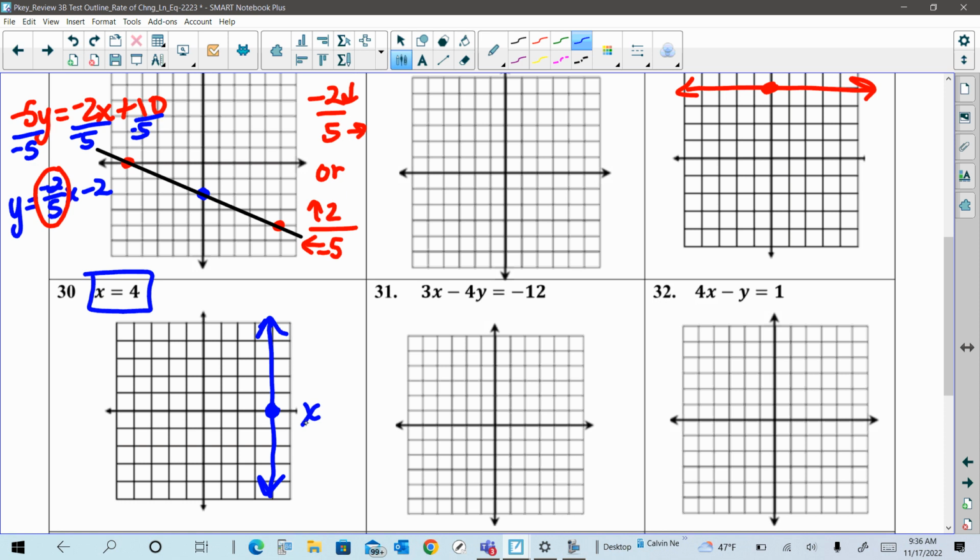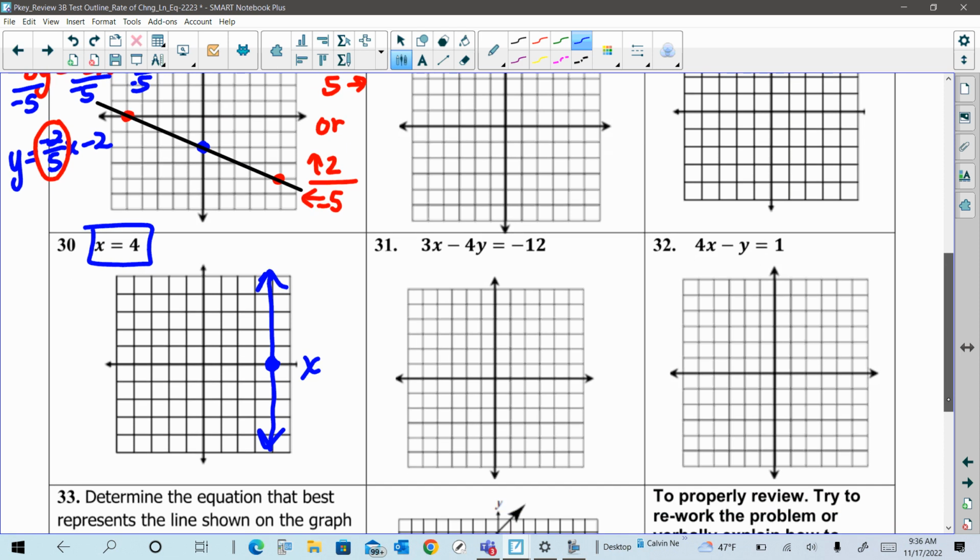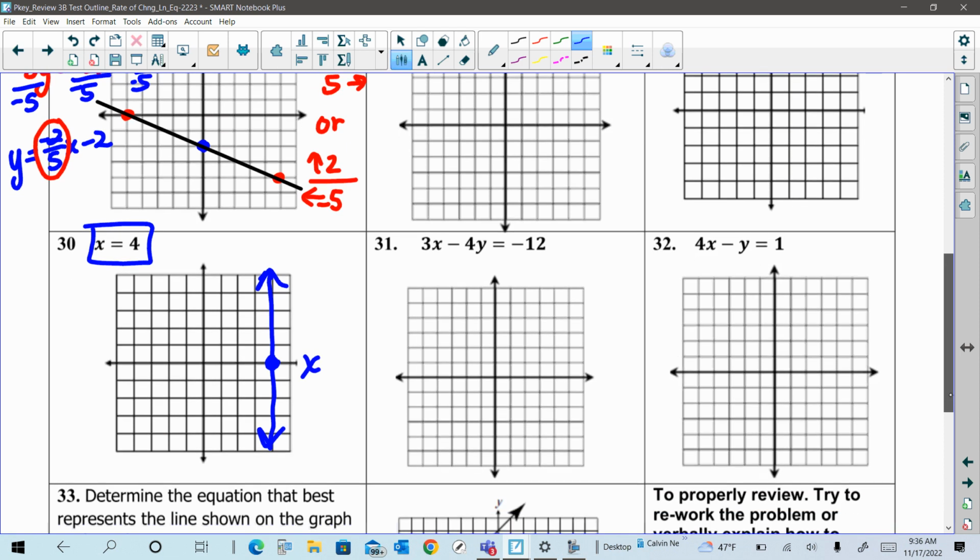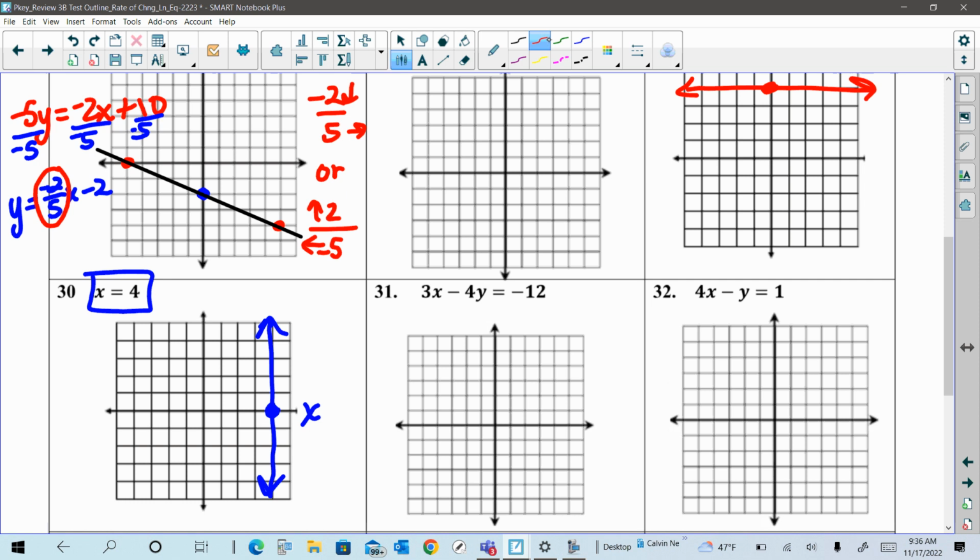Okay? All right, so on 32, what would we need to do to graph? Subtract 4x first. So -y equals -4x plus 1. All right. We divided by -1. Don't forget your sign. We can't have this negative. So -1 is what we're dividing by. Then y equals 4x minus 1. There we go.